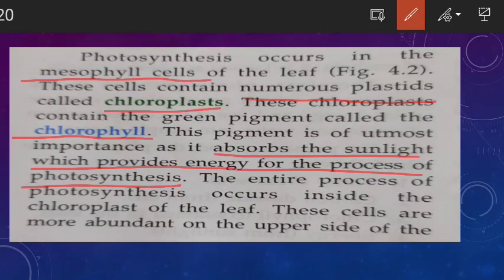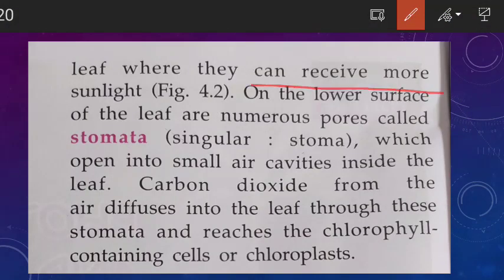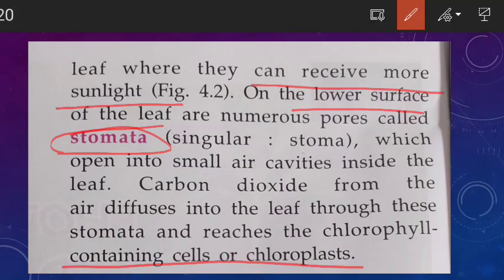The entire process of photosynthesis occurs inside the chloroplast of the leaf. These cells are more abundant on the upper sides of the leaf, where they can what? On the upper sides of the leaf they are present, so they can receive more sunlight. And on the lower surface of the leaf, numerous pores are present, and those numerous pores are called as what? Stomata, which open into air cavities inside the leaf. Carbon dioxide from the air diffuses into the leaf through these stomata and reaches the chlorophyll containing cells and chloroplast.